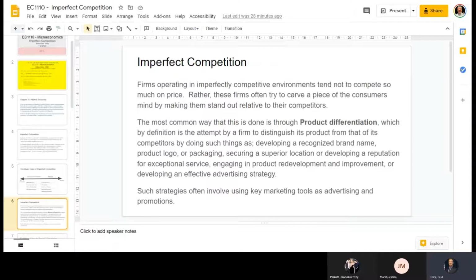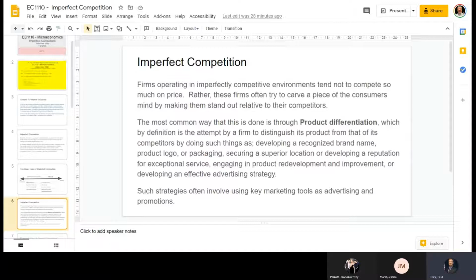So what do they compete on? How can you, as a buyer, tell the difference or have a preference for one supplier over the other? And this is what the companies focus on. They have to make themselves stand out. So firms operating in imperfect competition tend not to compete so much on price, because really they're going after one another for the same customer, and there's not a lot to be had. If I change my price, you're going to change your price. So you're going to chase me wherever I go.